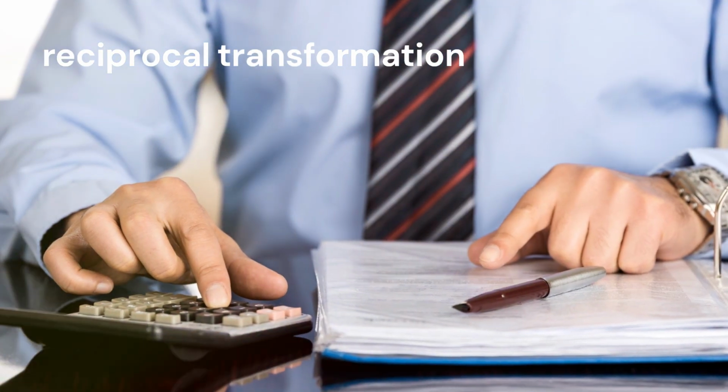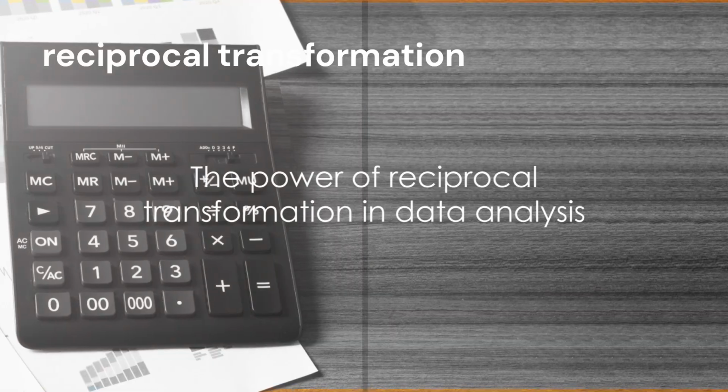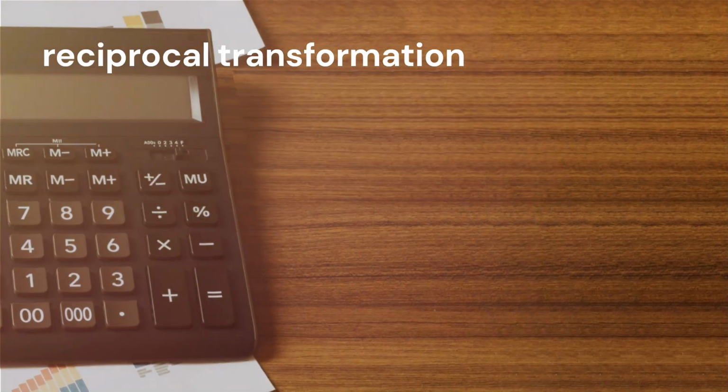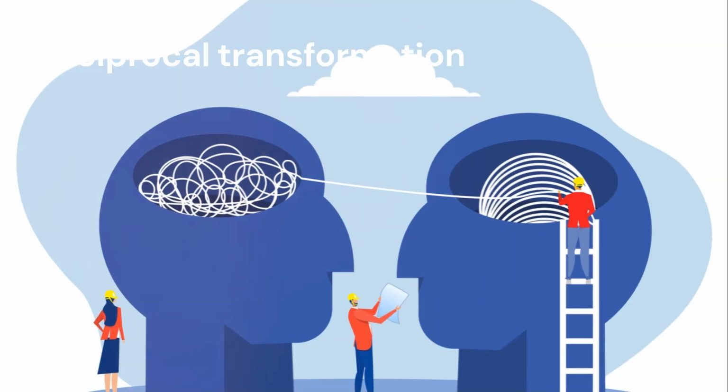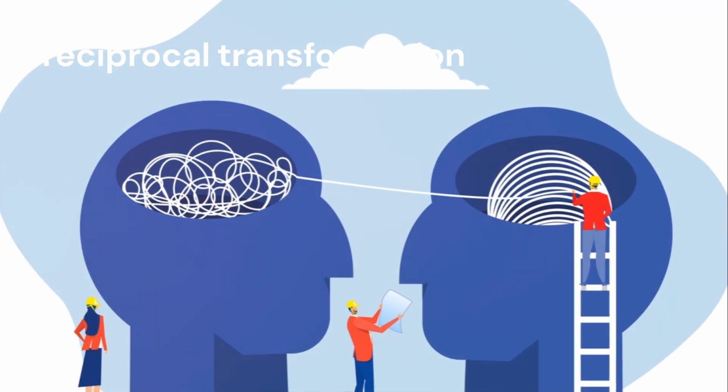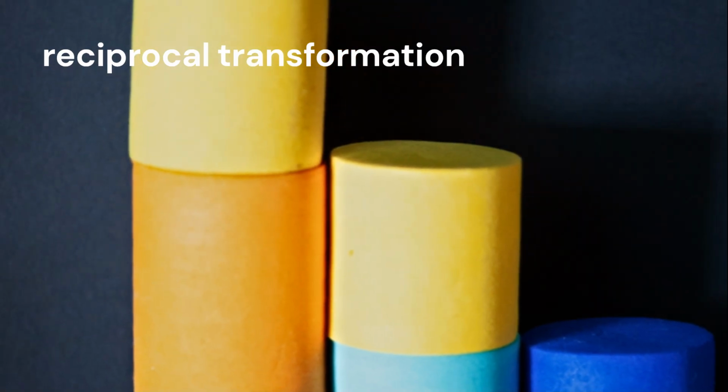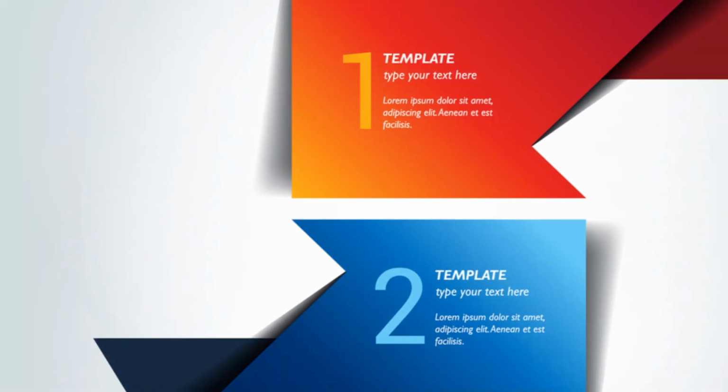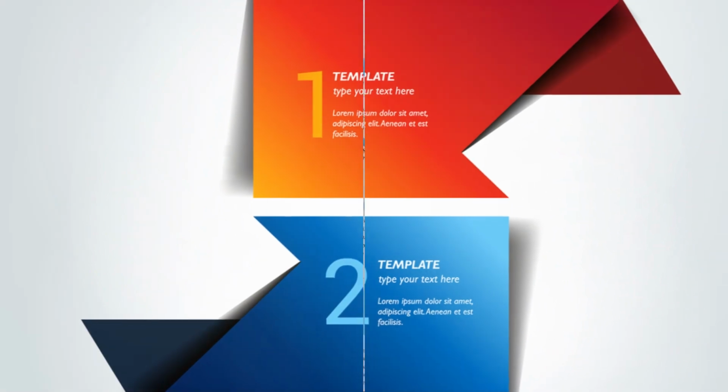So there you have it, the reciprocal transformation, a simple yet powerful means to make sense of nonlinear data. It's like having a magic wand that can turn a chaotic scatterplot into a neat, orderly line. Reciprocal transformation, a game changer in our quest to understand nonlinear data.